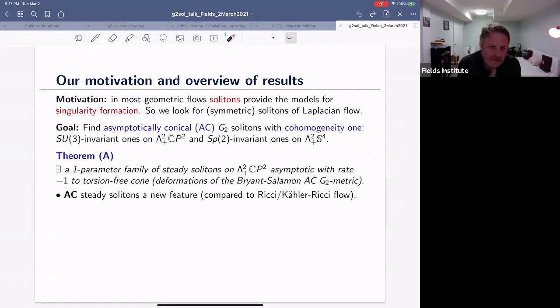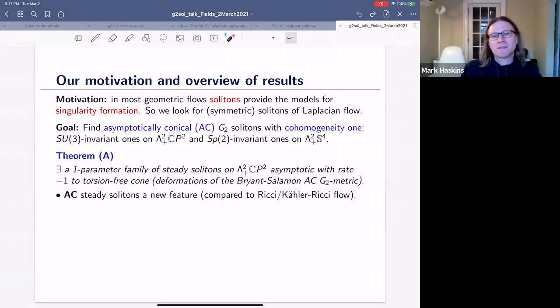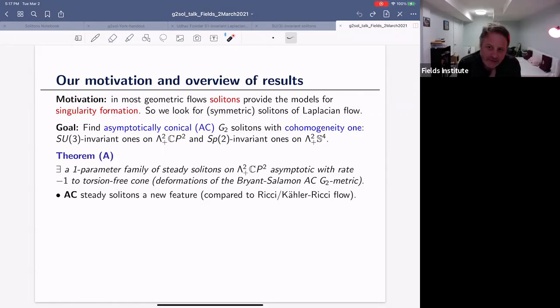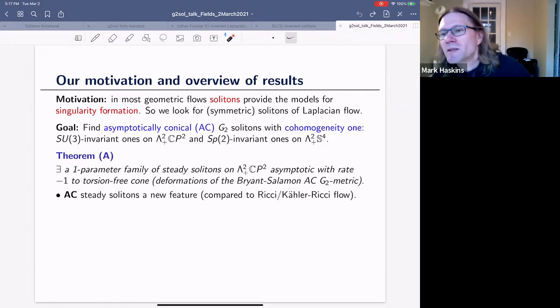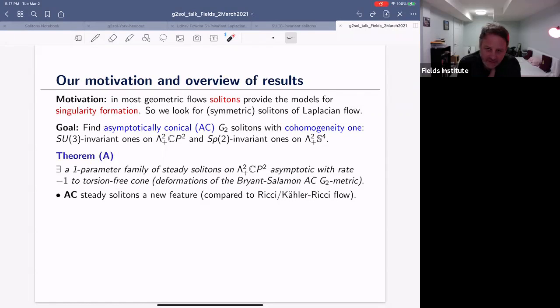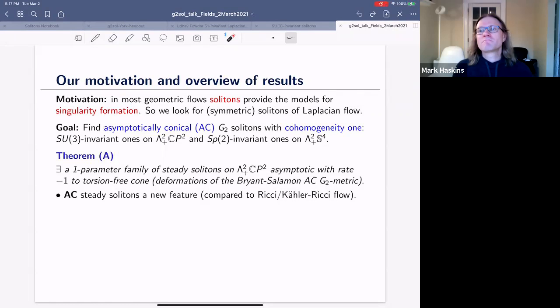So Mark, can I ask a question? Yeah. So the Bryant-Salamon metric itself is not in this family. You said none of these are torsion-free. So the Bryant-Salamon one appears as a sort of degenerate limit of this family. Because that one is rate -4, but somehow the rate gets much better in that limit. So the -1 is definitely no worse than -1. It actually is -1. I see. I mean, this means it's decaying much slower to the cone. Yeah.